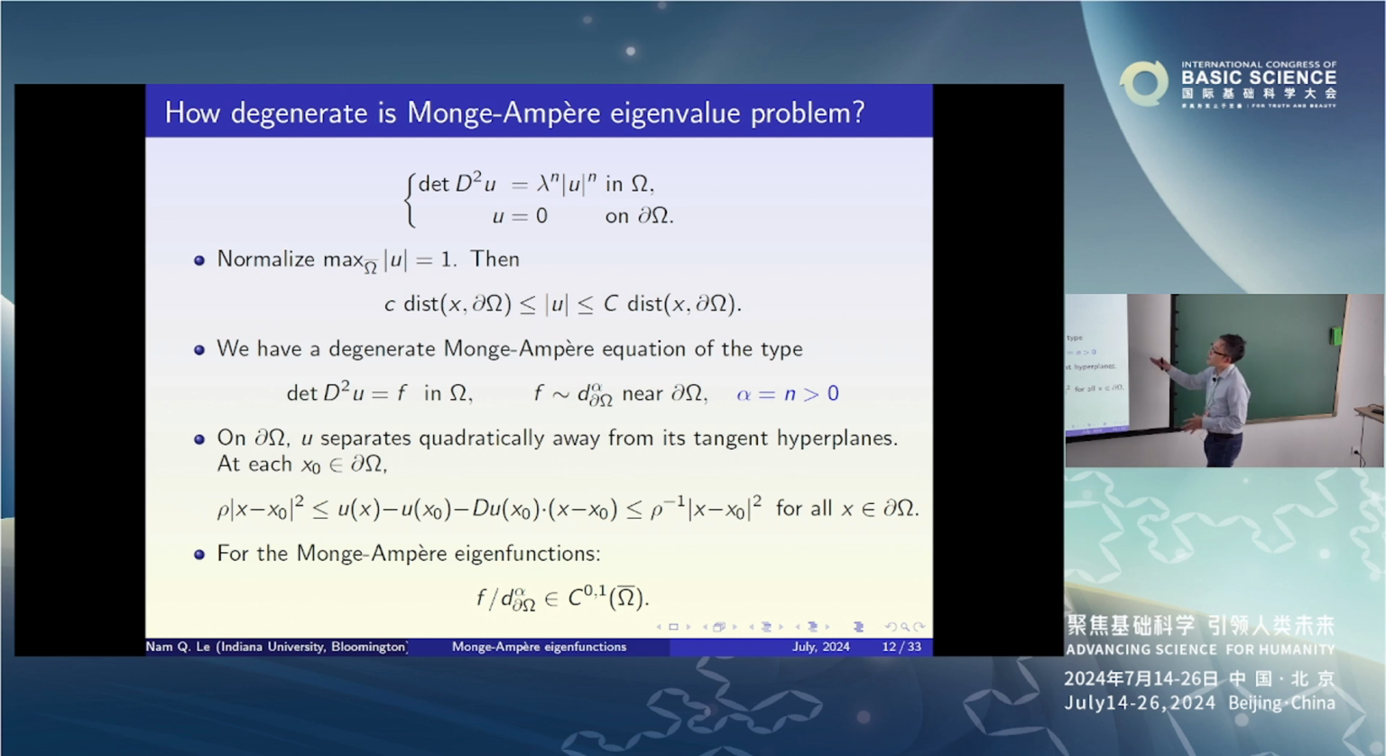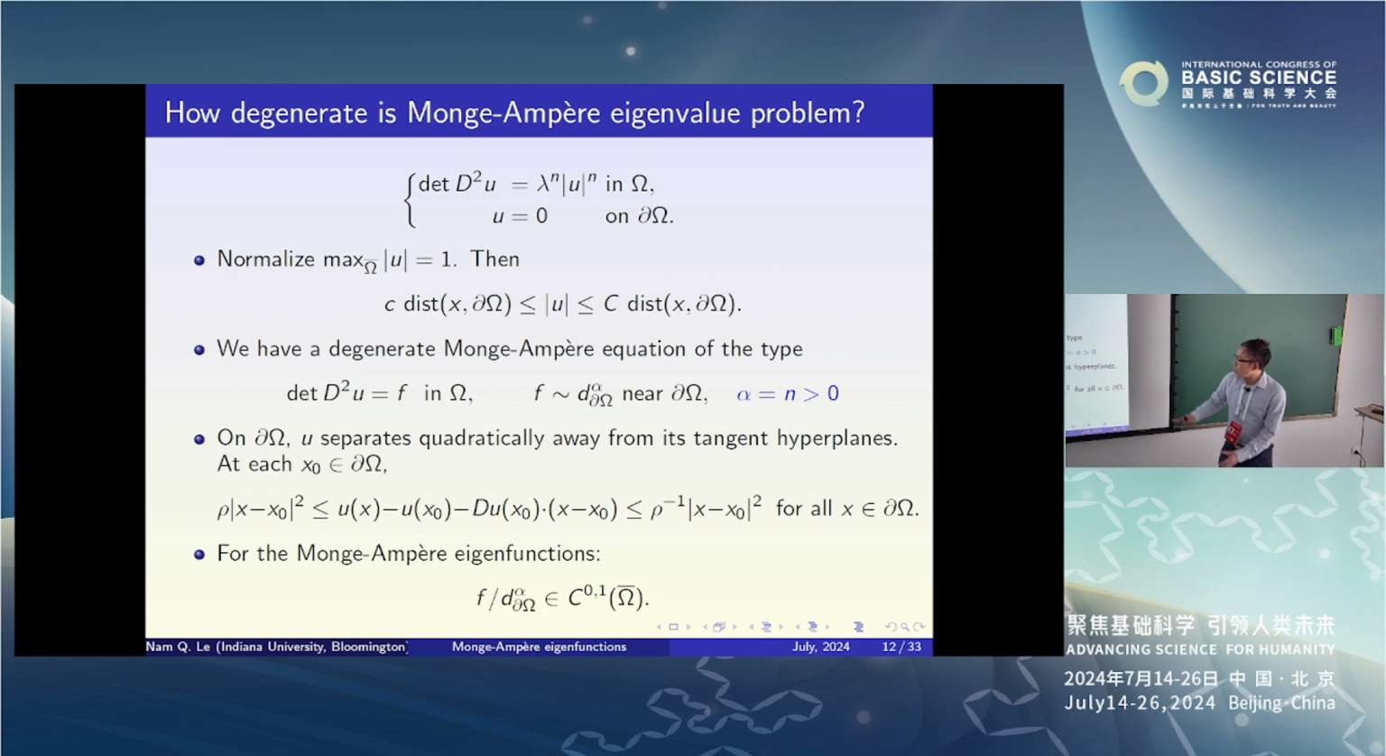And so therefore, if we come back to our equation, the right-hand side is comparable to a certain power of the distance to the boundary. In this case, the power alpha is exactly n. But many analyses carry over to the case where alpha is positive. So instead of using n, I will just use the general number alpha in many results later on.